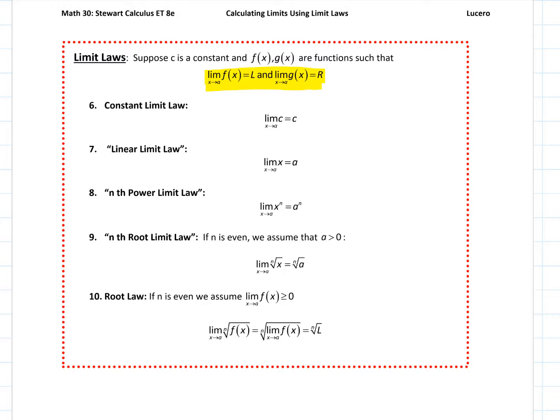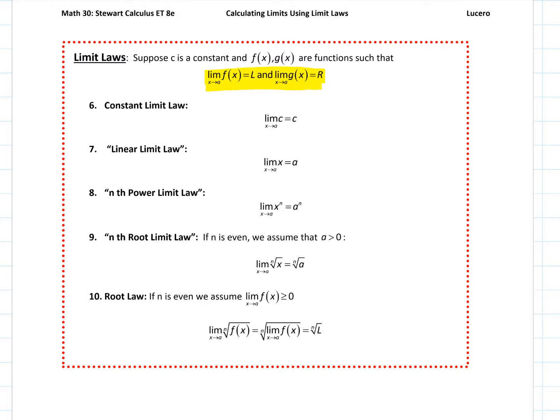The linear limit law, and I kind of gave that one its name here, says that if we take the limit of x as x approaches a, that's going to be a. And the nth power limit law says that if we have x to the nth, this is putting this linear limit law number 7 together with the power law from the previous table, that if we have a power, that's going to be just a to the nth.